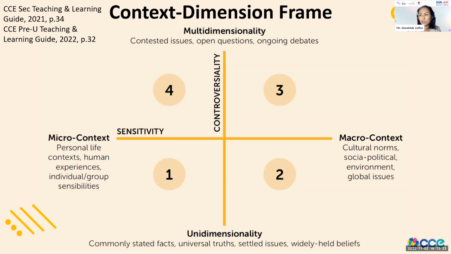We could start within this quadrant 2 on the unidimensional macro context where widely held beliefs are held and examined. We could then visit the unidimensional micro context by asking students to share their experiences when they were the minority in a place or situation and they did not feel like they belong there.